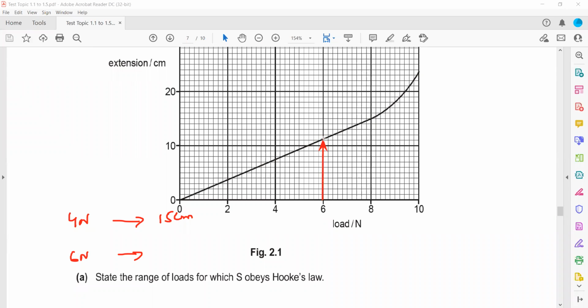So when the force is 6 Newton, the extension is 11. That is for one spring, but because the 2 springs are connected end to end, if we attach 6 Newton, spring 1 will experience 6 Newton and spring 2 will also experience 6 Newton downward force. So the extension for each spring is 11. Each will increase by 11 centimeters, so the total extension will be 22 centimeters.